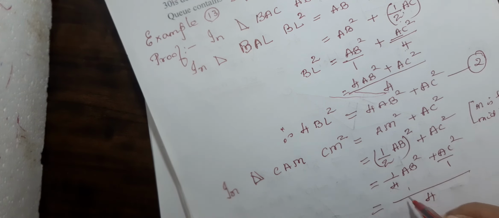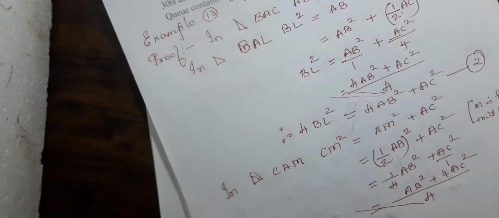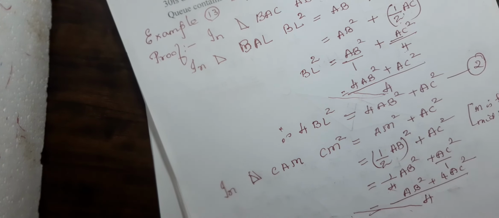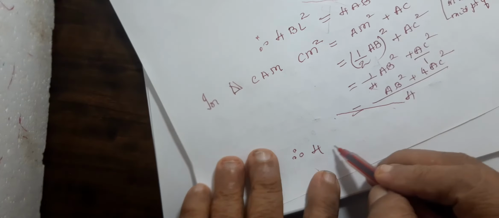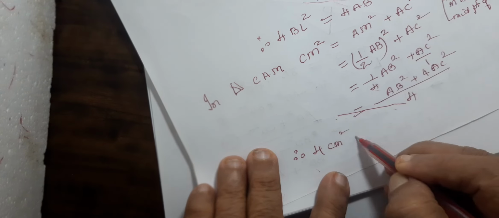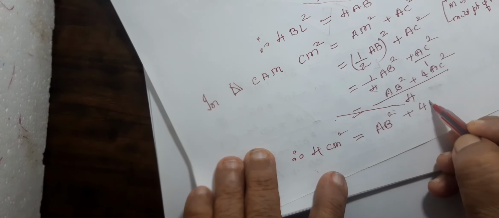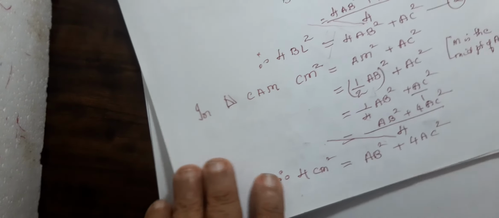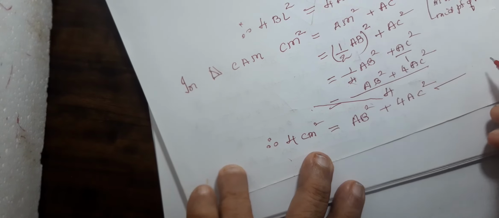So 4 and 4 will cancel here. AB squared plus 4AC squared. And then this 4 will automatically have to be taken to this side. So therefore I will get 4CM squared equal to AB squared plus 4AC squared. Understood? Now what happens? This is our third equation.